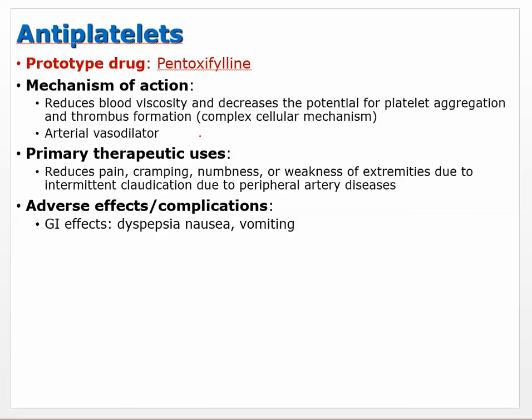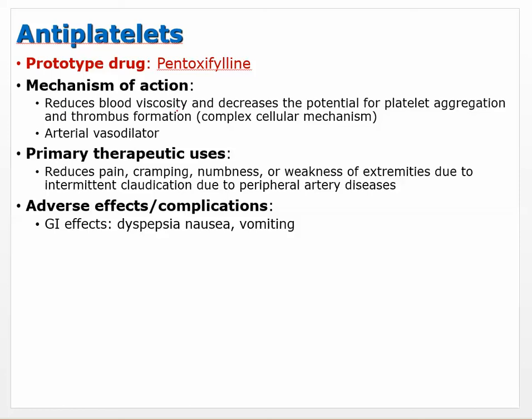Okay, so this is the only one that we haven't already been through, pentoxifylline. The mechanism is a complicated cellular mechanism that involves cyclic AMP and adenylyl cyclase, I think is the one that's involved in this, but it's these internal mechanisms that are interrupted that causes a host of different effects. So we're not going to worry too much about that. But it reduces blood viscosity.